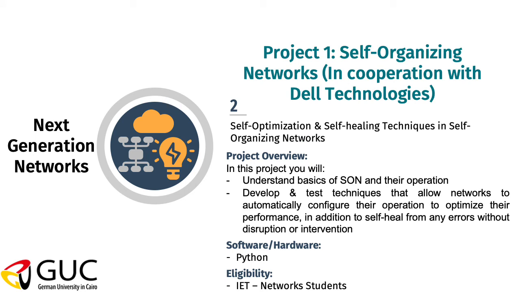The second project under the umbrella of SON is the self-optimization and self-healing techniques in the self-organizing networks. In this project, we are going to focus on the 2 characteristics of self-optimization and self-healing, which is the ability of the network to heal itself from any problem that happens and optimize its parameters and its configuration in order to have the highest possible throughput.